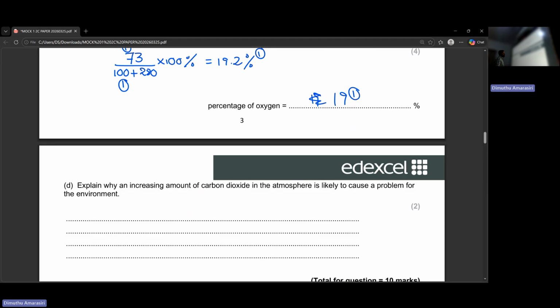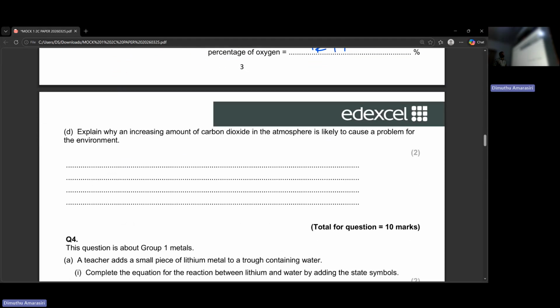Explain why an increasing amount of carbon dioxide in the atmosphere is likely to cause a problem for the environment. I'll give you the answer. Right? Let's try to write this as an in-depth answer. So you have to first say carbon dioxide is a greenhouse gas. Suppose that you haven't written that, that's okay. Or suppose the answer is worth 3 or 4 marks, you have to tell what is meant by a greenhouse gas.